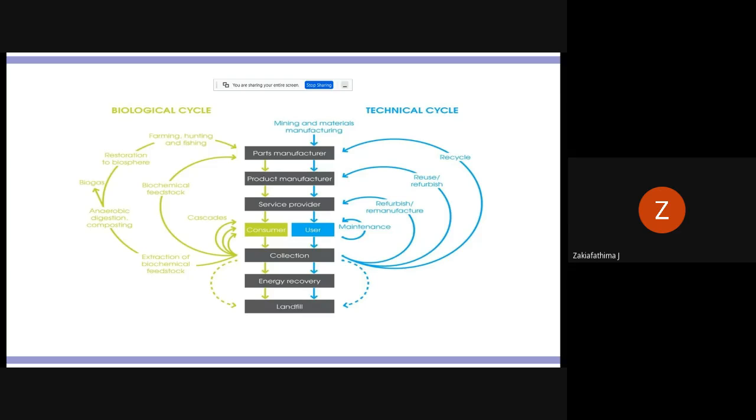Now the same thing when you talk through a technical cycle, your process will be the same, but how it goes back from your collection unit will differ. From your collection unit, your user actually can keep maintaining it to extend its lifespan. Otherwise, from your collection unit, you can send it back.